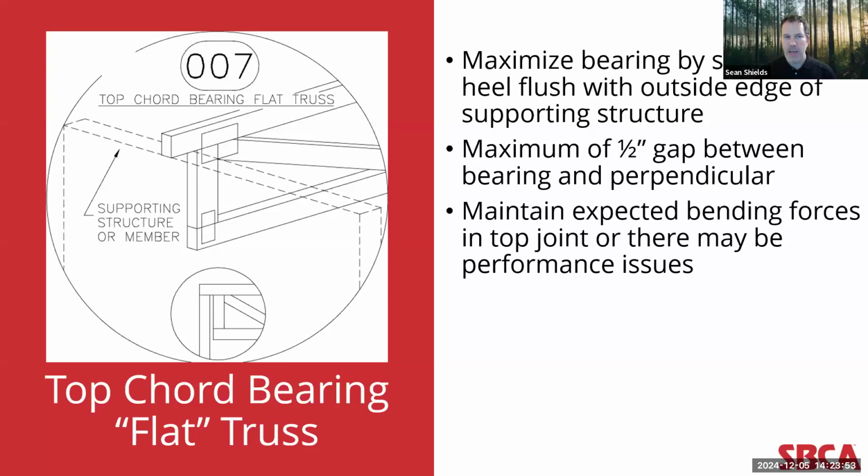But that 1/2 inch gap is an absolute maximum, because when a truss designer is designing a top chord bearing truss, they're checking for several forces: compression perpendicular to grain, bending, shear, rolling shear, and tension perpendicular to grain. And all those checks are dependent on adequate bearing surface contact. And so that's why it's critical to ensure the expected bending force in that top joint does not exceed that 1/2 inch gap. Typically, if that gap gets larger, those bending forces then increase.